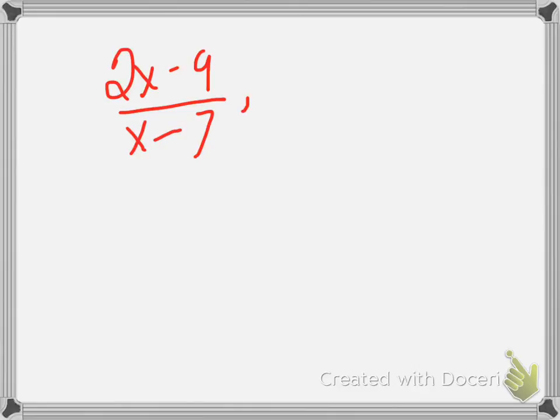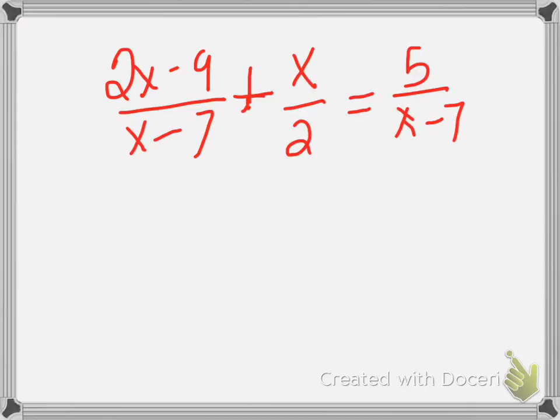Moving on to example 2b. Let's look at a different type of setup. 2x minus 9 over x minus 7 plus x over 2 equals 5 over x minus 7. I'm having issues with my pen tonight, I'm sorry. Now if we evaluate both sides of this equation, you can see our least common denominator is going to be 2 times x minus 7.